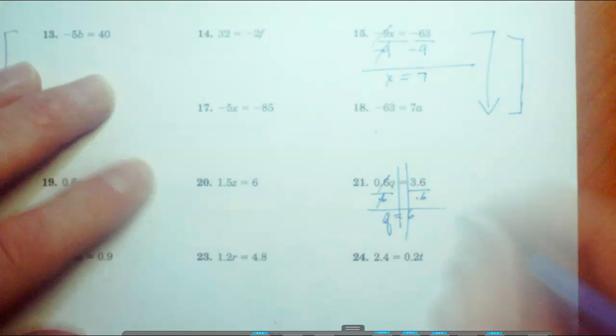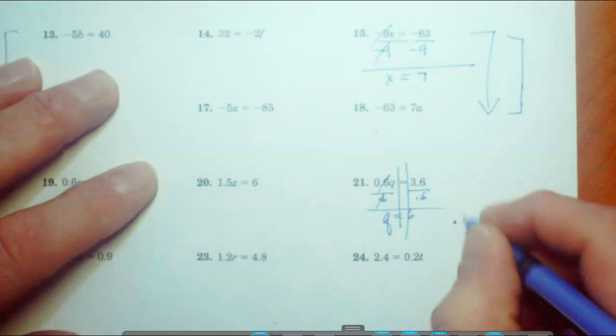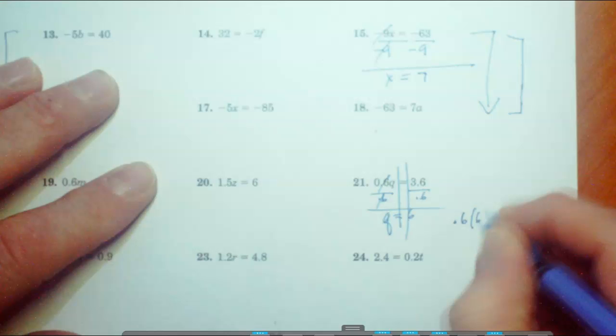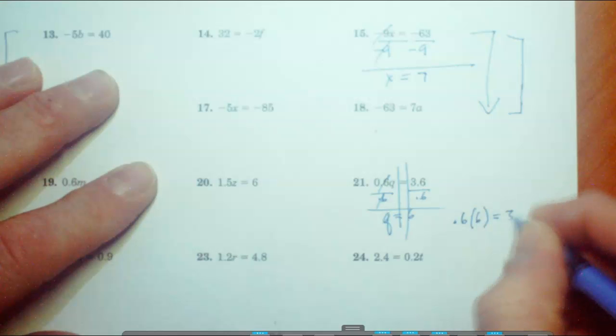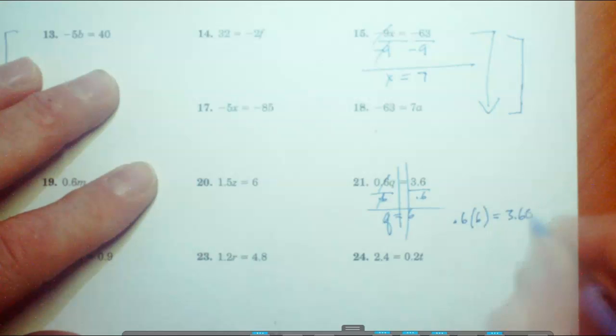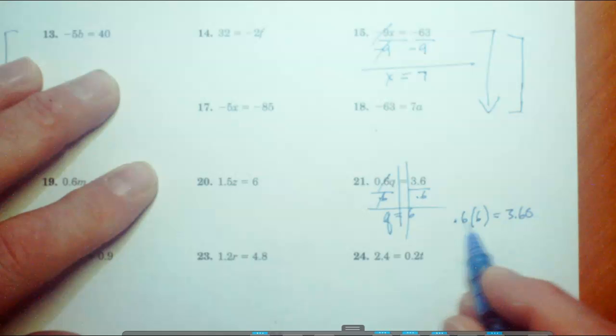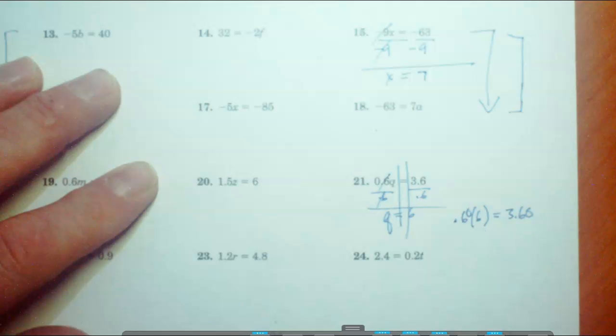Not sure what it means? Well, think about this. Here's the 0.6 that we had. We're going to multiply it times 6 equals 3.6. Well, put a 0 there. 0.6 would be like 60 cents times 6 is $3.60. Use your knowledge of money on these.